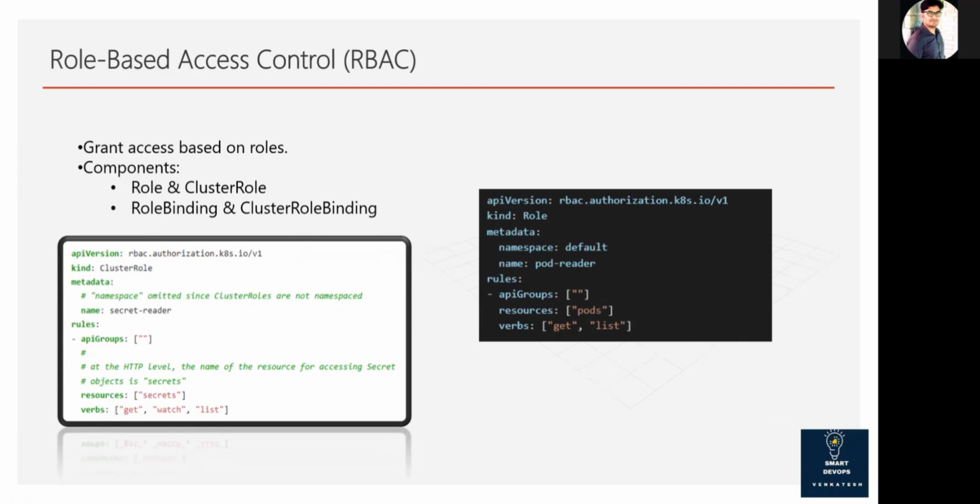For example, in this screen, I'm showing that there is a role I created with the name pod reader under the default namespace. What it is doing is applying a role which will get and list the pods under the default namespace. And on the left-hand side, I'm showing the cluster role. What is the difference between these? A role is particularly for service accounts, what we are doing from the application perspective. Cluster roles are like a cluster perspective.